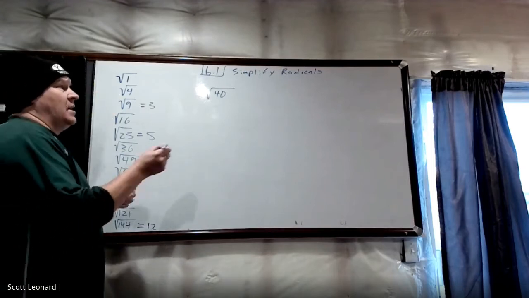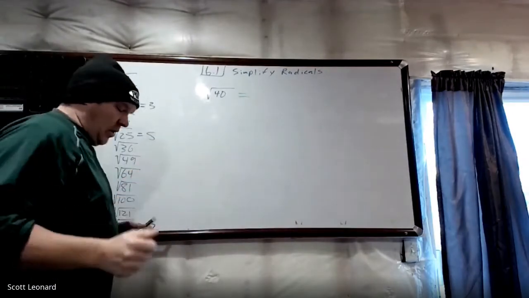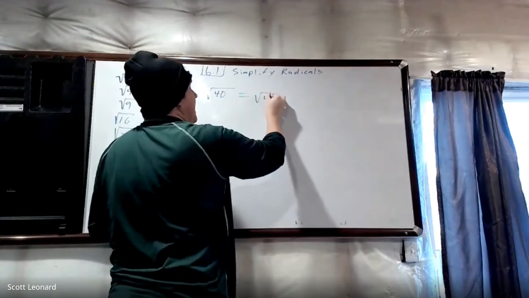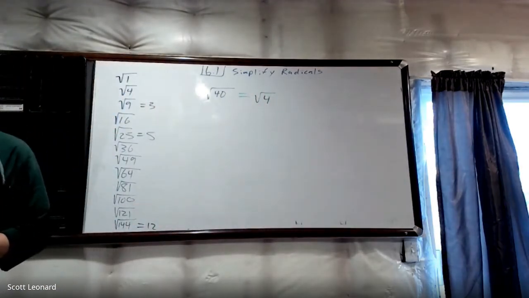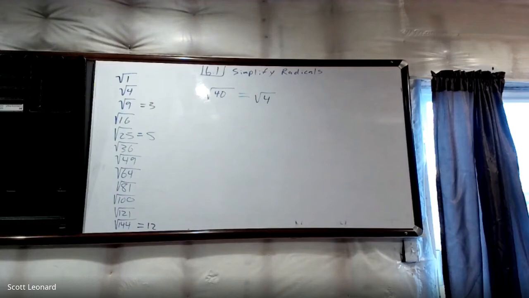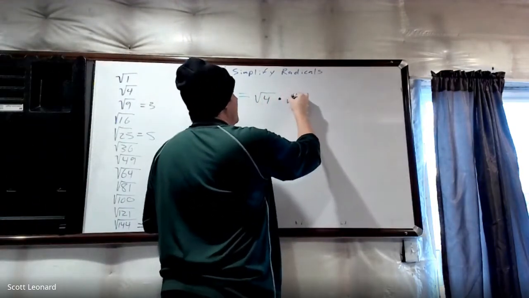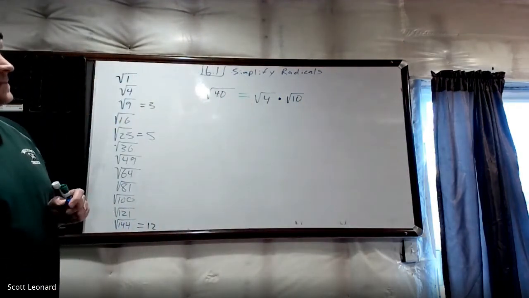So what I do now is write an equal sign, and I'm going to put the perfect square first: 4. And I have to ask myself, what times 4 gives me 40? What times 4 would give me 40? 10. Perfect. Is everybody good there?